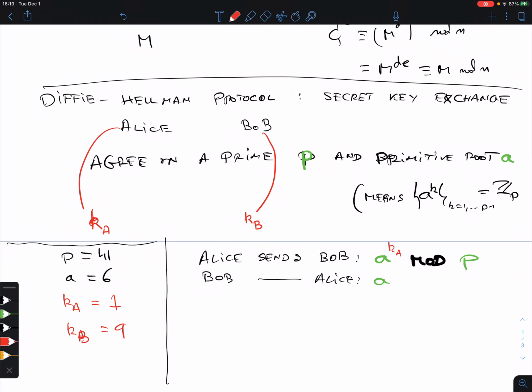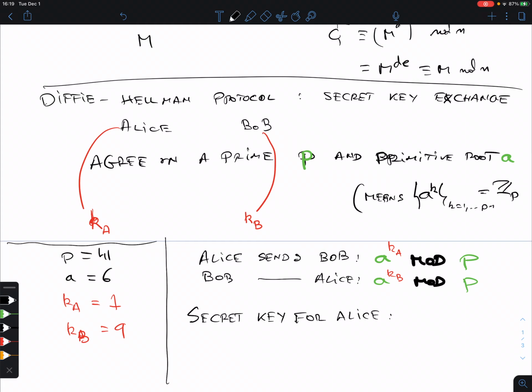So A to the key of Bob, mod P. So, what is the secret key? Wait, we are not there now. So now the secret key. Oh, sorry. So the secret key is the following. For the secret key for Alice, let me say it this way.